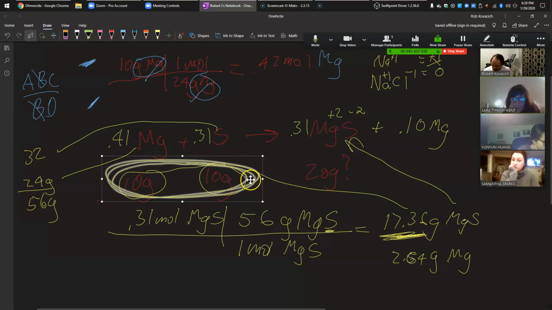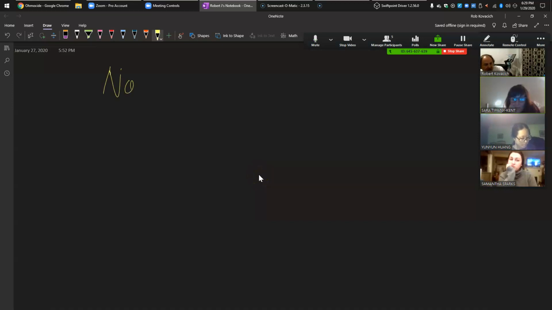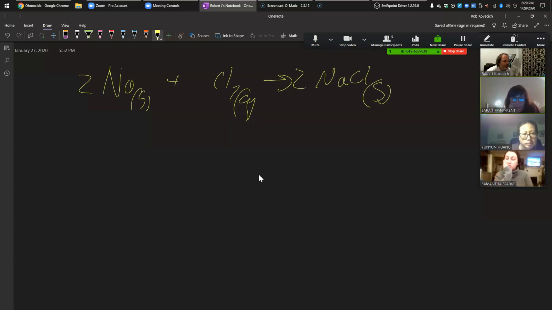So let's do another example here. Na solid plus Cl2 gas turns into NaCl solid. I put a 2 here and I put a 2 here to balance everything out. So that's how you would make table salt if you had elemental sodium and elemental chlorine.